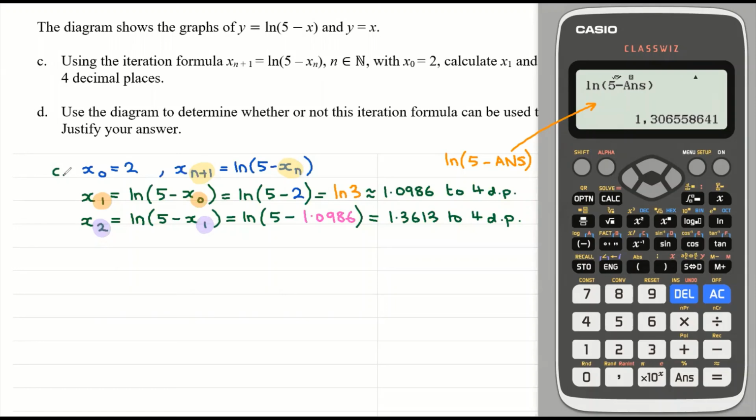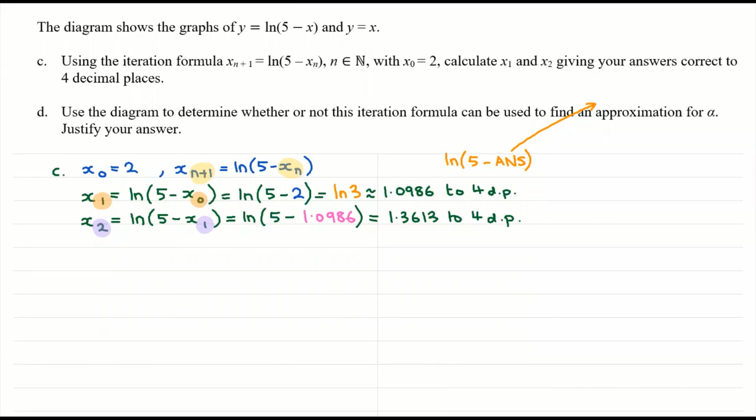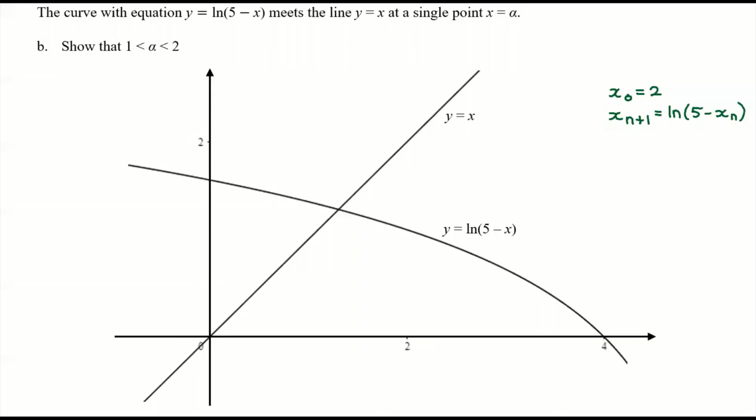Okay. Now for part D, use the diagram to determine whether or not this iteration formula can be used to find an approximation for alpha. Justify your answer. So now I'm going to return to the diagram and we can see if the diagram does indeed show convergence. So this diagram is derived from the iterative formula that we've just been using. So you can see we've just set x on one side equal to the natural log of 5 minus x on the other side. And the solution is obviously where these two graphs intersect.